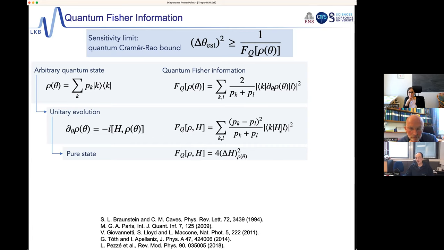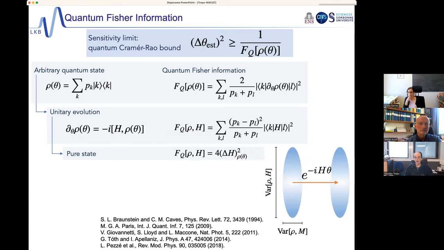But then this is still a complicated formula. And that's why I like, even if it's strict in its application, the pure state formula. Because the pure state formula is something very clear and gives a lot of insight. The pure state formula of the Fisher information tells you that the quantum Fisher information for a pure state in the unitary evolution is simply the variance of your unitary evolution.